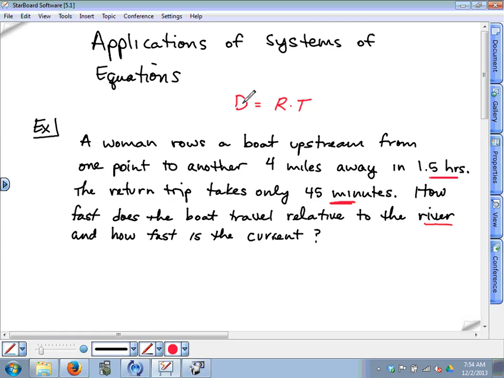It's a little bit harder to find than just taking the distance and dividing it by the time, because that would give the rate of her plus the rate of the current added together. We just want the rate of her rowing without the current. So we have to find the rate, and we have to find the rate of the current. So it's some form of this that we have to use, but it's not as simple as just taking how far she went and dividing it by how long it took her to get there.